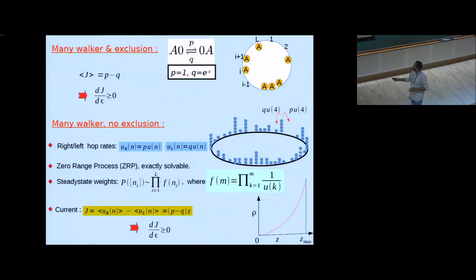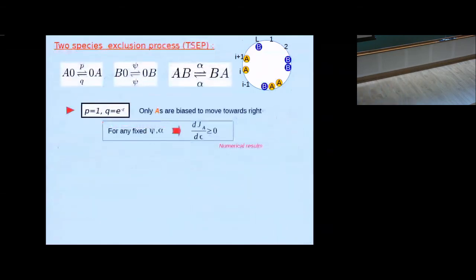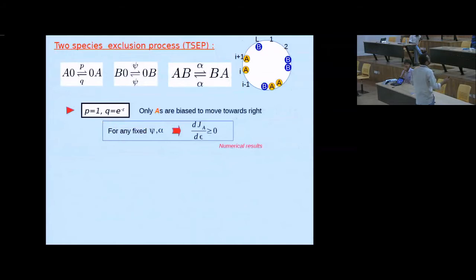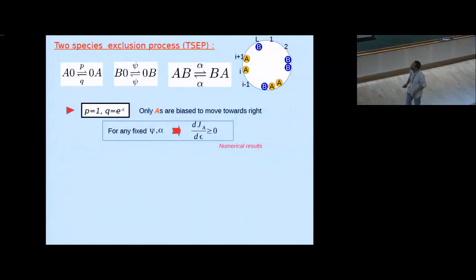The current is just P minus Q times z, because this system has particle conservation, and z is the fugacity. The density is an increasing function of the fugacity, so z is an increasing function. So the current is positive anyway, and dJ by d epsilon is still greater than 0. Let's go further. You can see that it doesn't matter how you construct it, it's very difficult to get a negative response.